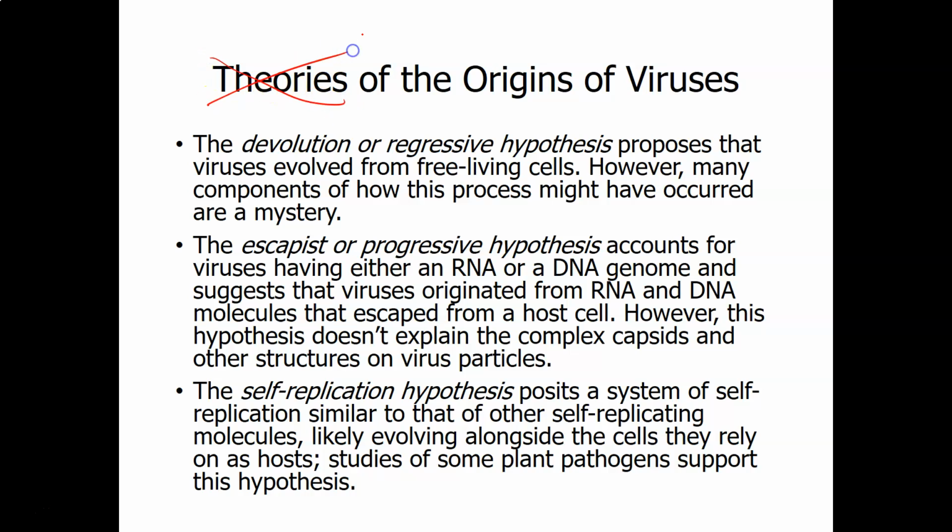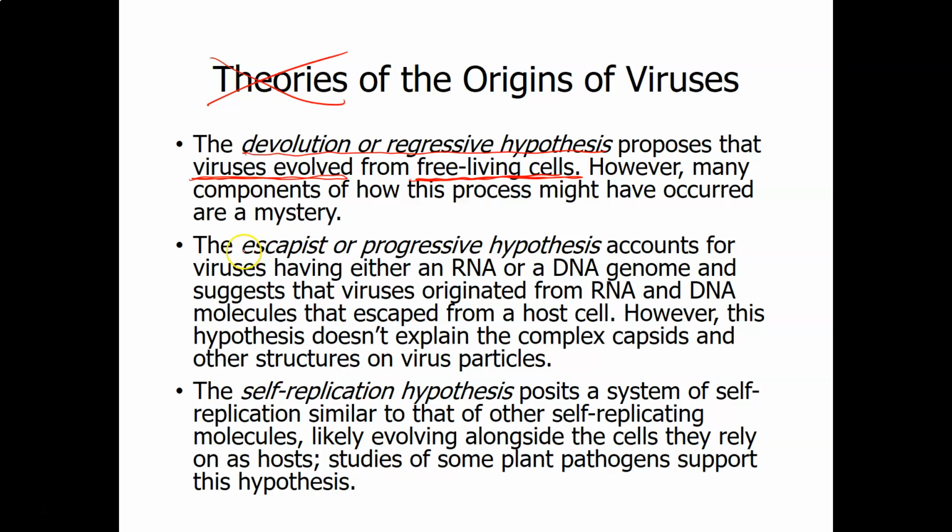This is misleading. It should be hypotheses of the origins of viruses. There are three hypotheses. We don't really know for sure how viruses originated, but there is the devolution hypothesis, or regressive hypothesis. Devolution kind of means de-evolution. So in other words, free living cells have already evolved, and then after free living cells evolved, the viruses evolved from the free living cells. They de-evolved because a virus is much less complex than a free living cell. So if a virus evolved from a free living cell, it would be kind of like going backwards as far as evolution. So we say that viruses de-evolved from free living cells.